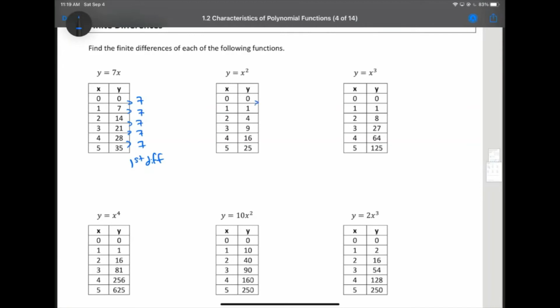This one here, you don't have to draw these little arrow things if you don't want to, goes up by 1, and then 3, 4 to 9 goes up 5, 9 to 16 goes up 7, and 9. And then the differences between those goes up by 2, 2, 2, 2. So this is constant when we hit the second difference.